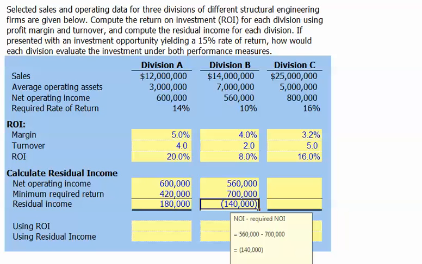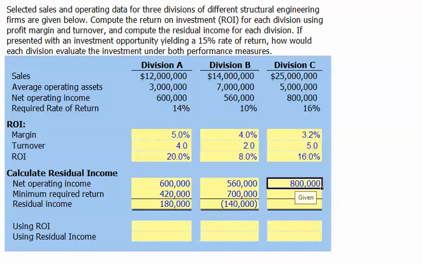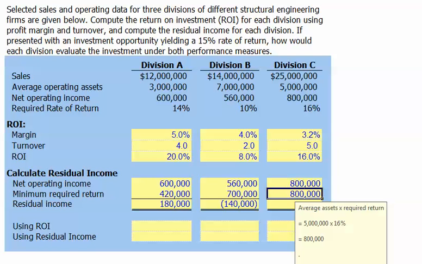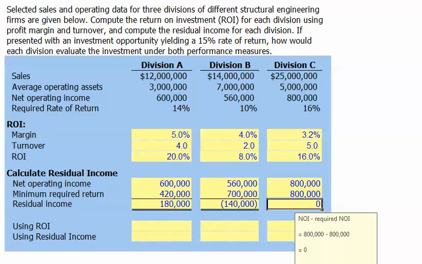Division C has a net operating income of $800,000, which is exactly equal to its minimum required return, which we find by multiplying its average operating assets of $5 million by its 16% required rate of return. This means it has 0 for its residual income.